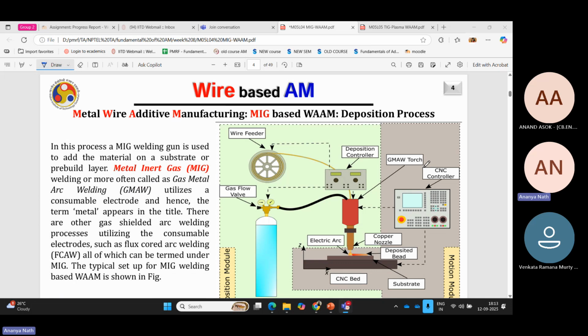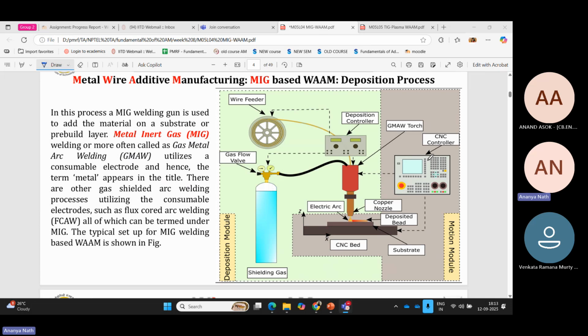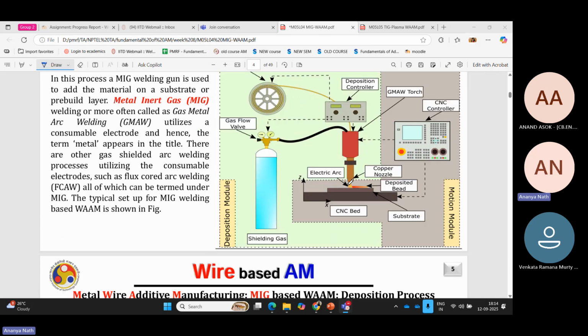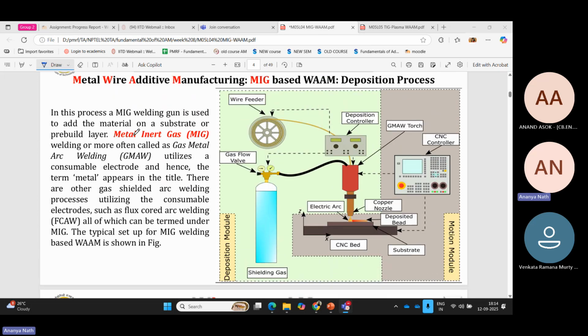In case of this WAAM process, the main thing to understand is, don't call it cathode and anode, just call it in a simple way, plus or minus. So in case of plus or minus, in the consumable electrode process, that is metal inert gas welding, metal inert gas additive manufacturing, your metal is going to be deposited.